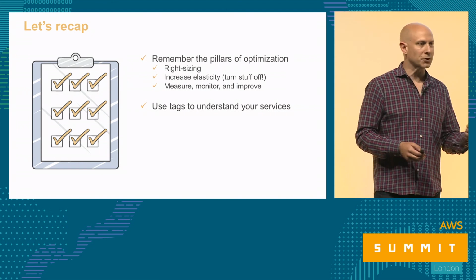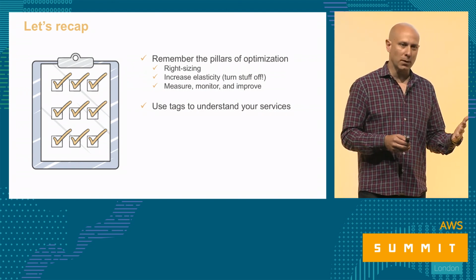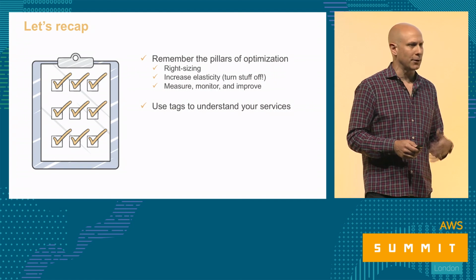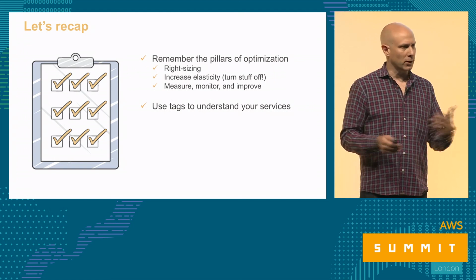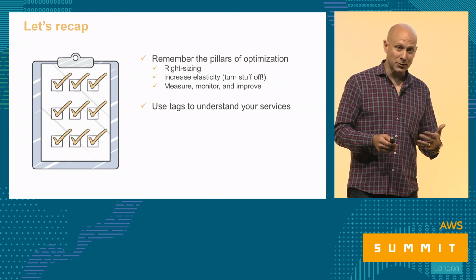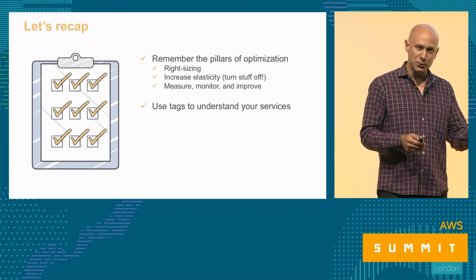I find that people who are the most optimized are the ones who are making really creative use of tags and thinking about what do I want to know about the cost of my application or the cost of my footprint, or maybe down to the cost of a single department or a user?